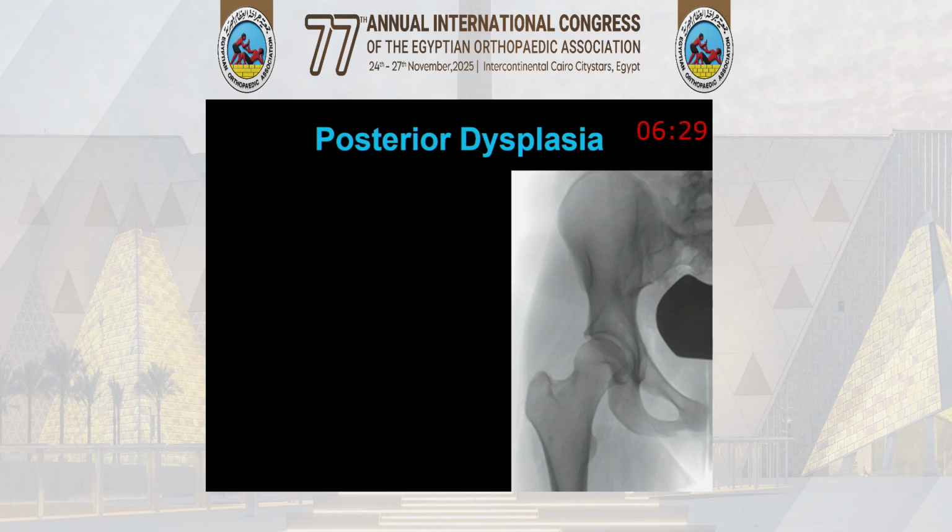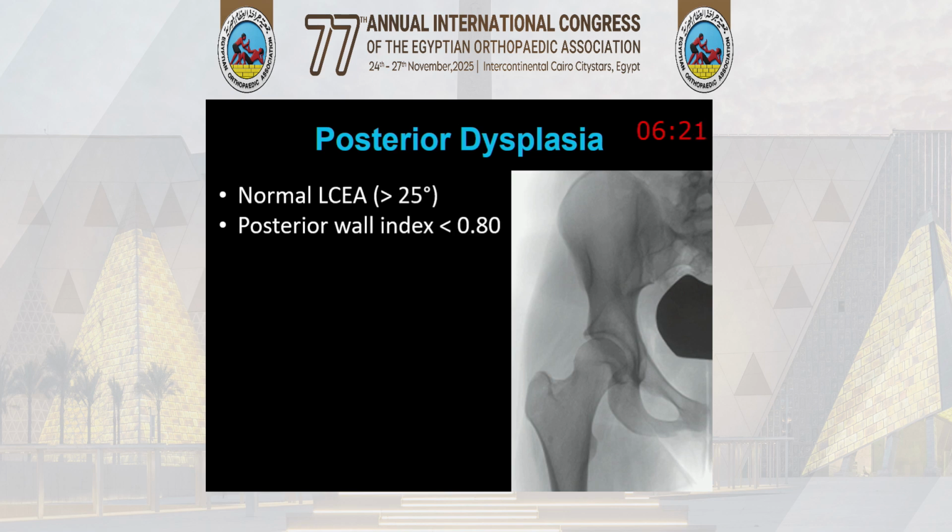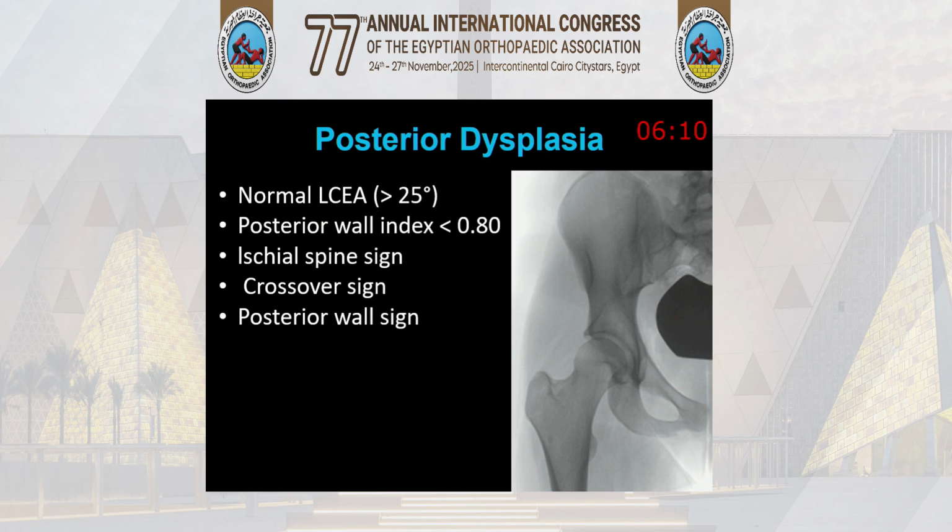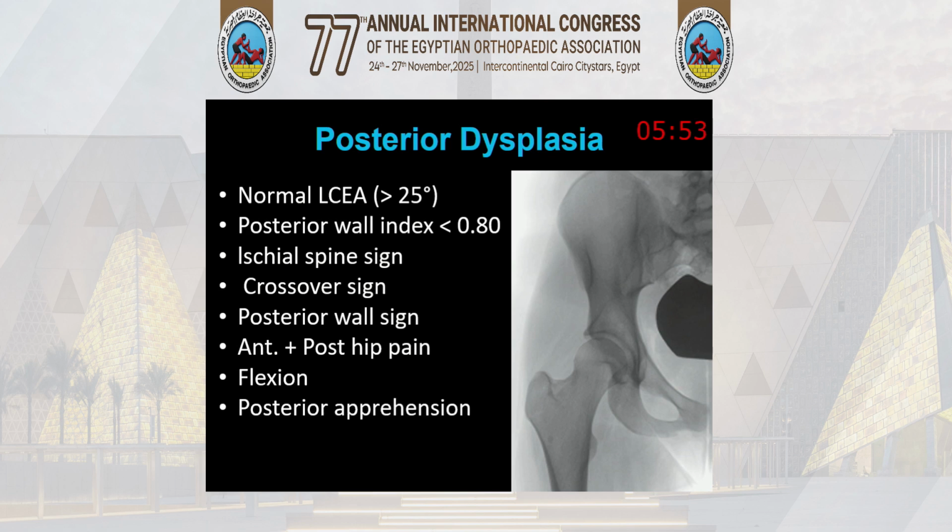Posterior dysplasia, the opposite. We now have normal coverage or overcoverage of the anterior wall and a deficient posterior wall. So the center edge angle is normal. The posterior wall index is decreased, less than 0.8. We have the three conventional signs of acetabular retroversion: ischial spine sign, crossover sign, and posterior wall sign. So the patient has anterior pain from impingement and posterior pain from the deficiency or from the posterior subluxation. Usually pain is posterior with flexion activities like ascending stairs, and usually the posterior apprehension test is positive.